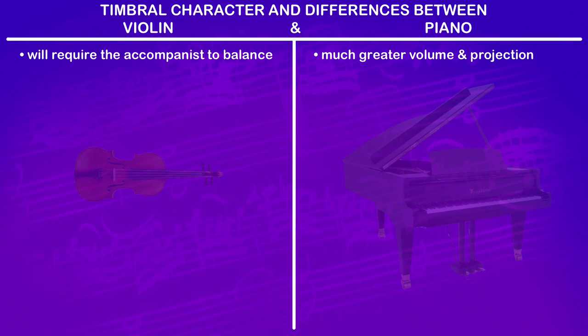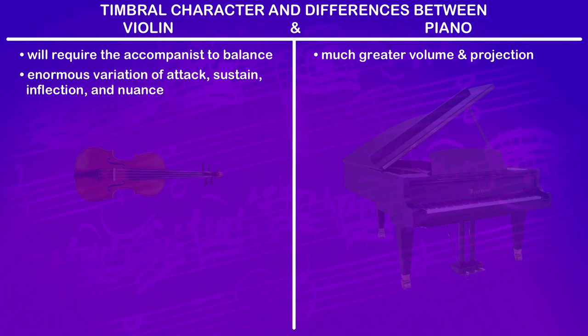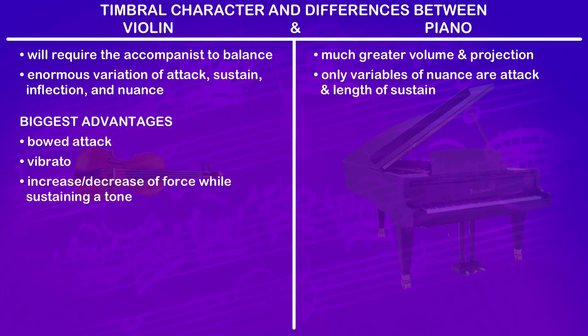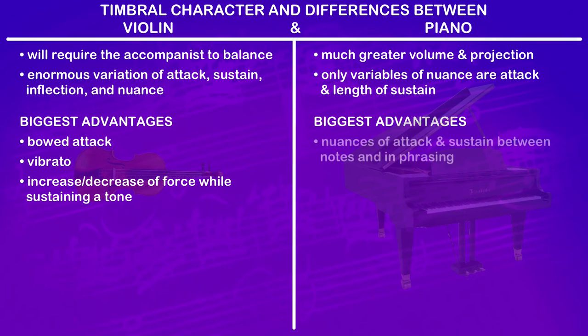But let's look even deeper into the equation at the difference in sound and tone production. The violin is an instrument that can produce enormous variations of attack, sustain, inflection, and nuance. Probably the greatest advantages of the violin over the piano are a gradual bowed attack, vibrato, and the ability to increase and decrease force while holding a note. The piano, on the other hand, can only strike a key with whatever level of force and vary how long the note holds. Unless you're using experimental procedures, there's no way to ease into a tone and then make it pulse and crescendo. The piano's strengths lie in embracing these differences with subtleties of attack and sustain that create a world of meaning and inflection over the course of several notes in a phrase rather than a single held note.